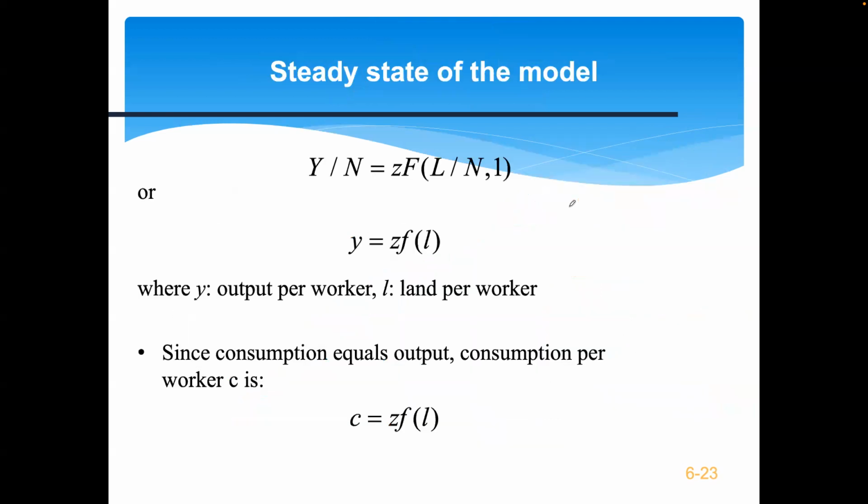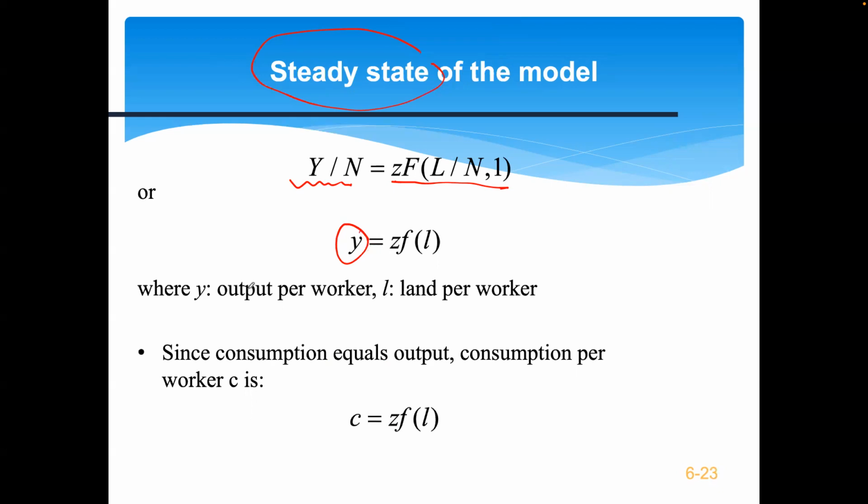Now we can look at this in a little bit more detail. First, we call this a steady state. What's a steady state? This is just how the economy is going to look in the long term. And this steady state is going to be determined by this equation. So y over n, this is per capita, equal to Z times F of L. So this is what we just derived. In simple terms, we can write y equals Z times F of L.